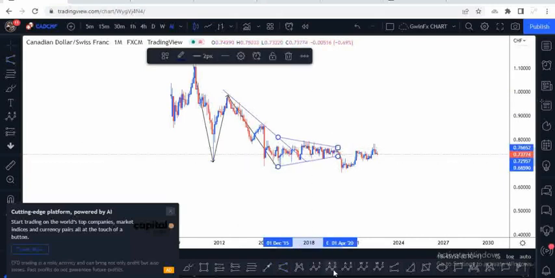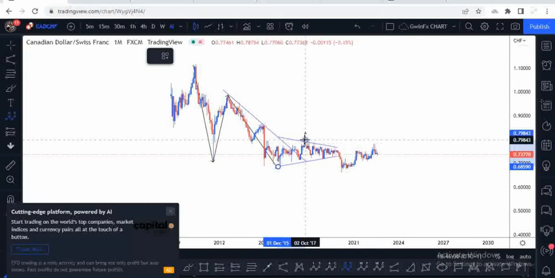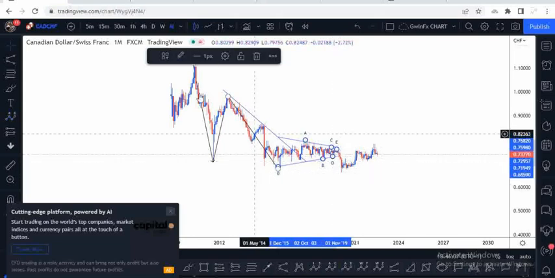We can put up some labelings on a higher time frame. I'll put up A, B, and maybe C there, and then price broke, so I can put up D and E. I just want to zoom in a little bit.